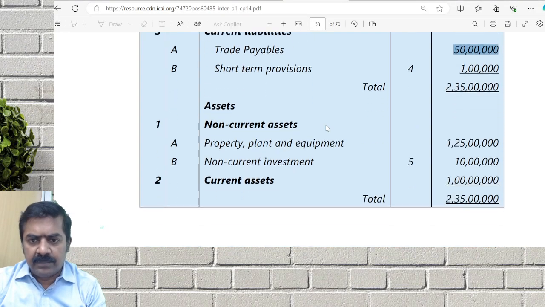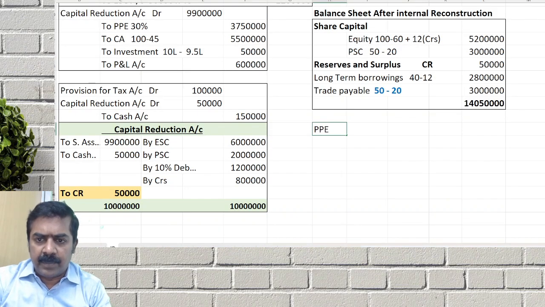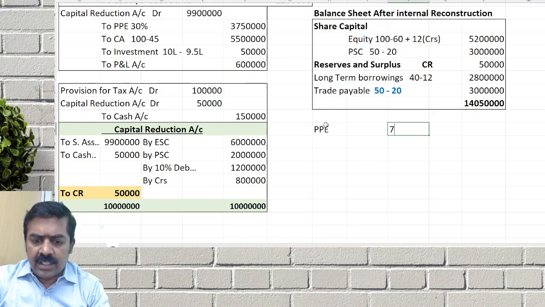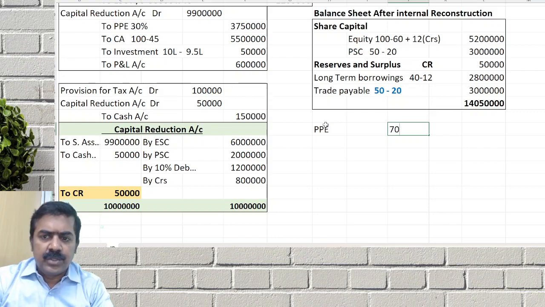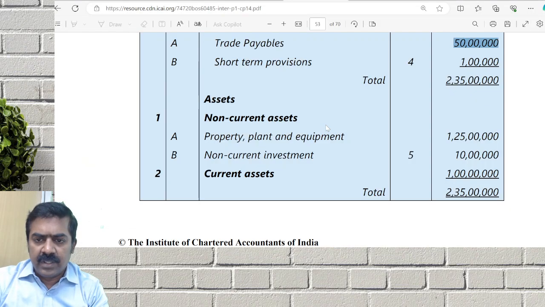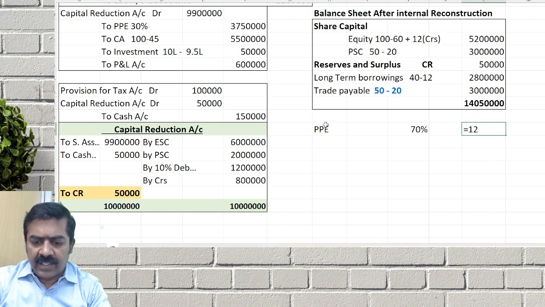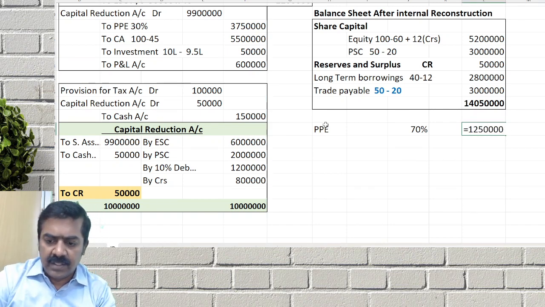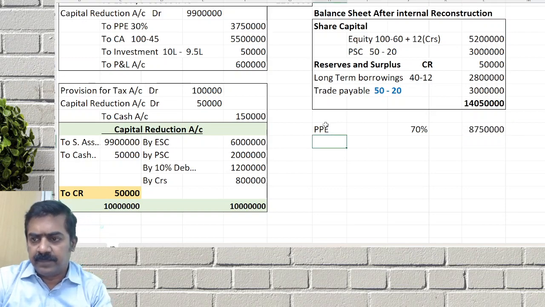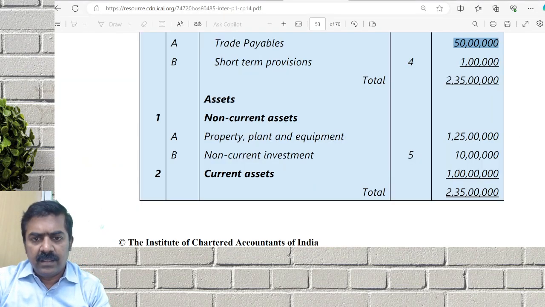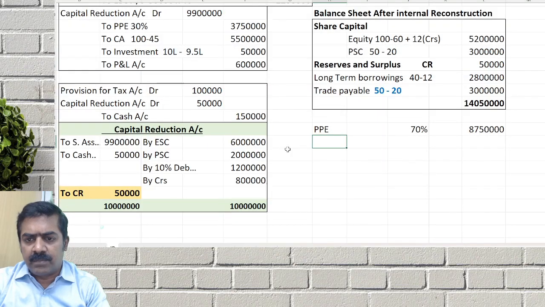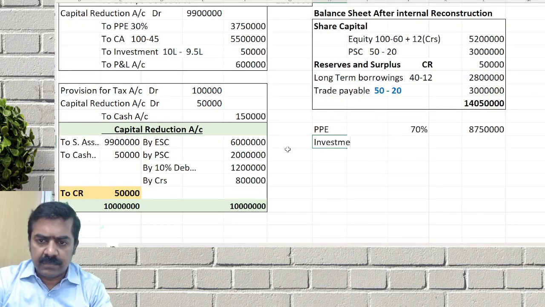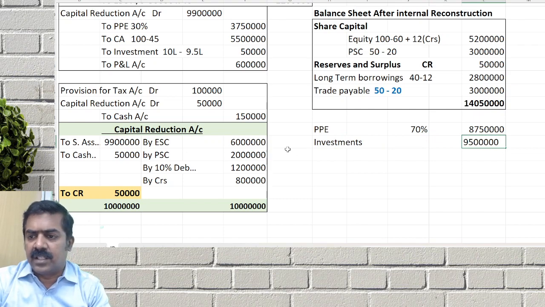On the assets side, what will come? Plant, property and equipment. 30% is written off, isn't it? So 70% will come. 1 crore 25 lakhs, 30% is written off, so 70% will come. Then non-current investments at market value, 9,50,000. We adjusted that 50,000 already.